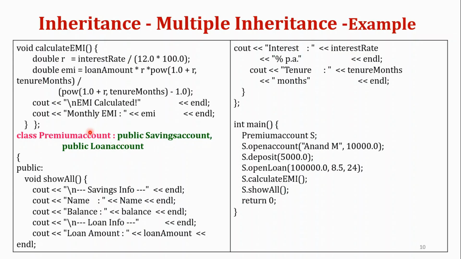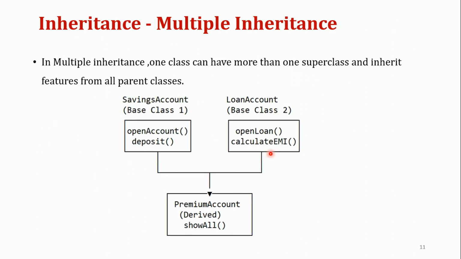Okay. So you can create an object for the derived class PremiumAccount, and you can call all the member functions. Open account belongs to the bank account. Deposit also belongs to the bank account, and open loan belongs to LoanAccount. Calculate EMI also belongs to LoanAccount, and show all is the only function belonging to the derived class. So with the derived class object, you can call all the base class functions. Okay. You can go through the coding, what is inside every function. Open account and deposit belong to SavingsAccount. Open loan and calculate EMI functions belong to LoanAccount. So all four functions are given to PremiumAccount.